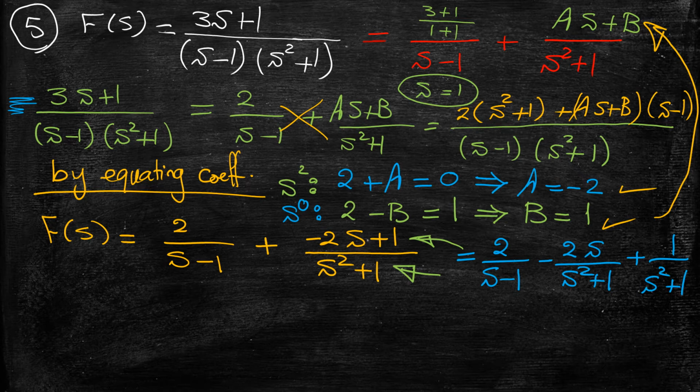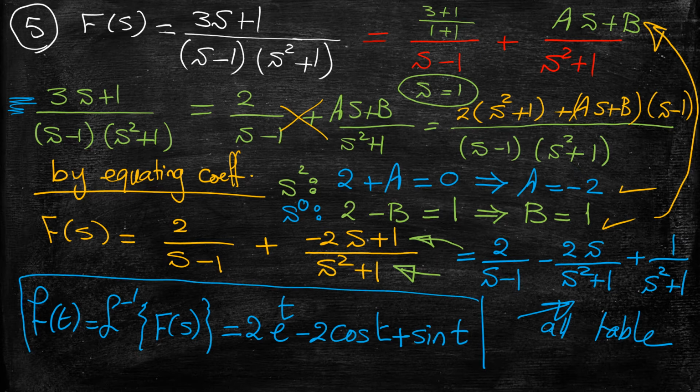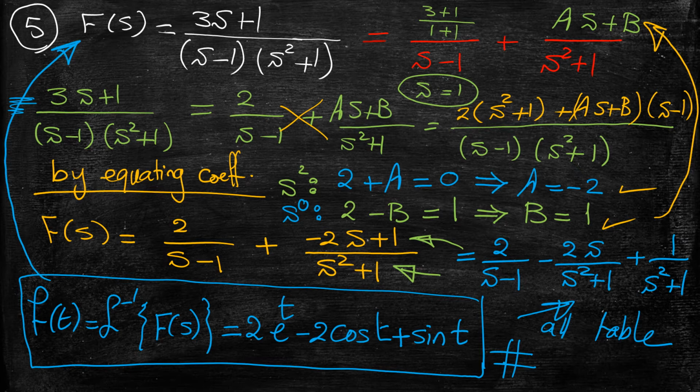From these all fractions, it's all from the table. So right now f of t, which is the Laplace inverse of this F of s, can be written down as 2e^t minus 2 cosine t plus sine t. And then this is the whole function in the time domain, which has this Laplace transform written as equation number 5. So again, let's recap this very quickly.